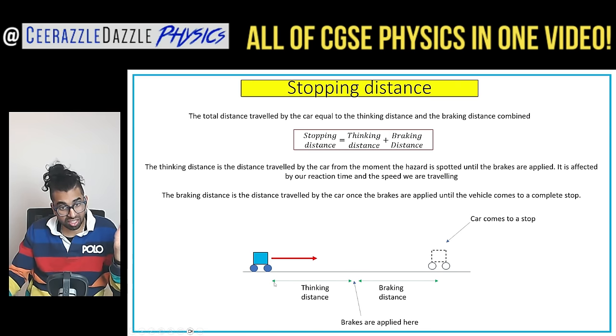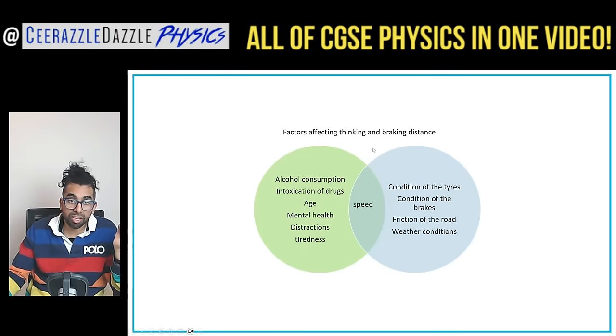So initially, the distance traveled is going to be the thinking distance, then the brakes are applied, and then it's the braking distance from here. But the total stopping distance is the addition of the thinking distance plus the braking distance, as stated above. Factors affecting thinking and braking distance.